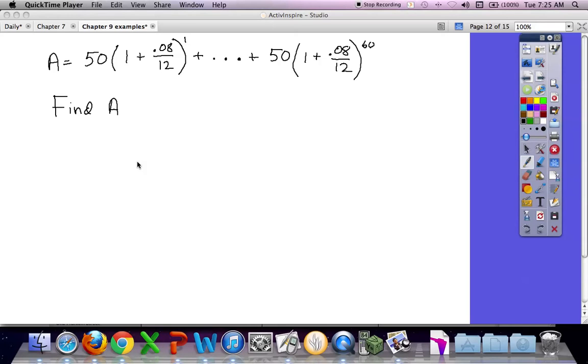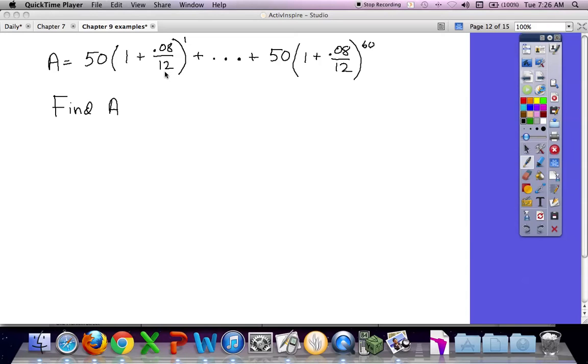A deposit of $50 is made at the beginning of each month in an account that pays 8% interest compounded monthly. The balance A in the account at the end of 5 years is, and then this is given to you. So you can see that the first term has the 50. There's the $50 that's put in at the beginning of each month. The 0.08 represents the annual interest rate, and the 12 is the number of compoundings per year.